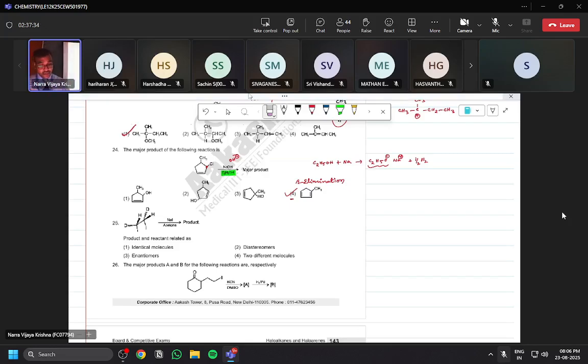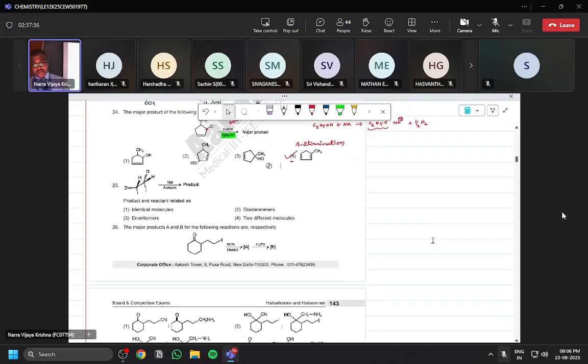Sodium iodide in acetone, what is this reaction? Finkelstein. What is this one? Iodine. Here also iodine. Two iodines? Where? This is CH3. This is iodine.